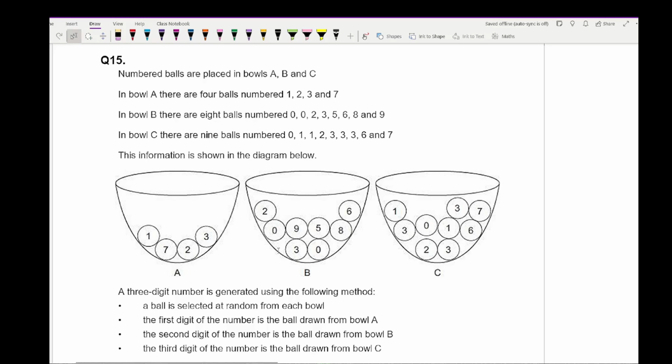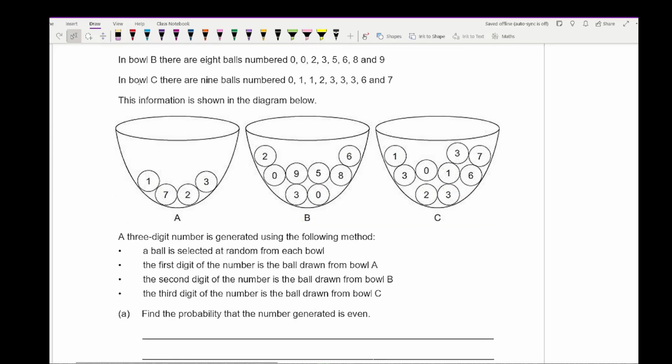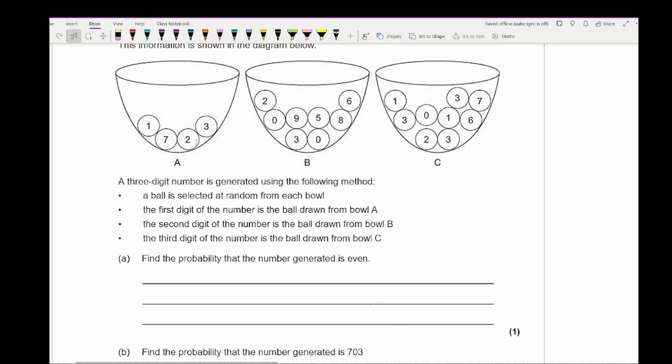And it says that a 3-digit number is generated using the following method. So a ball is selected at random from each bowl. The first digit of the number is the ball drawn from bowl A. Second digit is from bowl B. And the third digit is drawn from bowl C. And for question A, it's asking us to find the probability that the number generated is even.